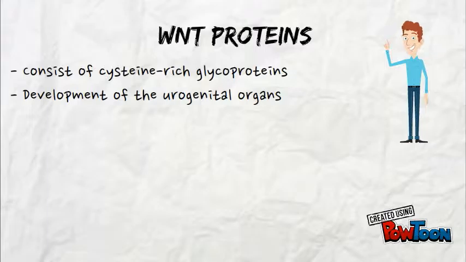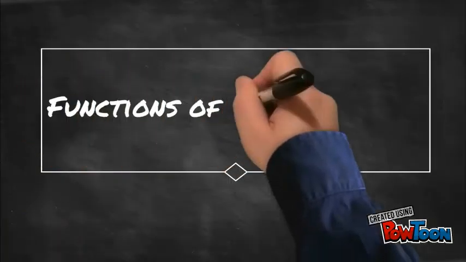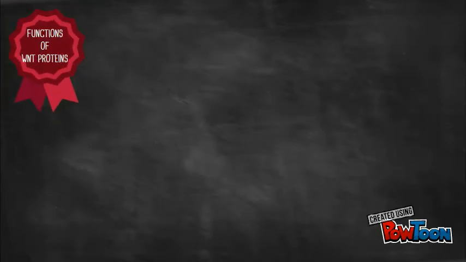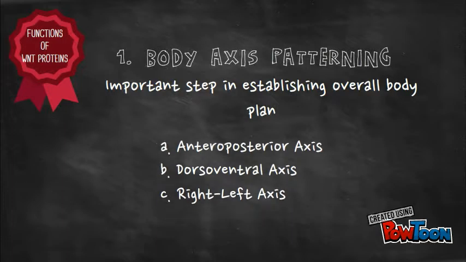WNT proteins consist of cysteine-rich glycoproteins. They play several roles in the development of the urogenital organs and are necessary for kidney development and female sex determination. WNT proteins have many functions regarding development. Body axis patterning is an important step in establishing the overall body plan of each individual organism, such as the antero-posterior axis, the dorsal-ventral axis, and the right-left axis.